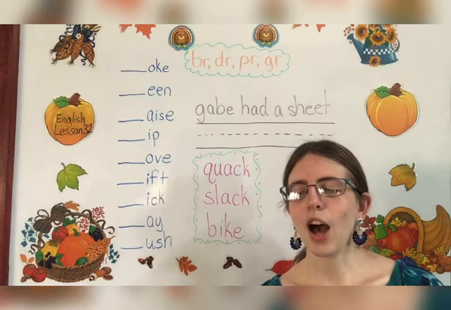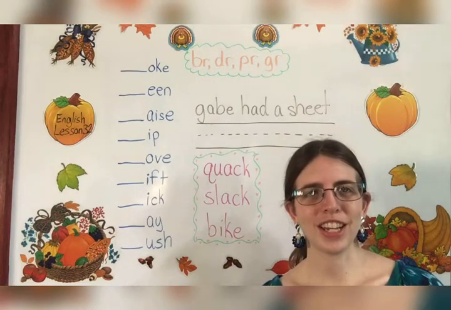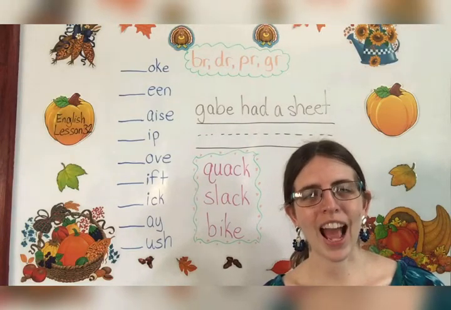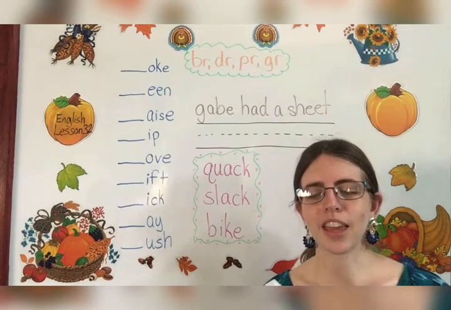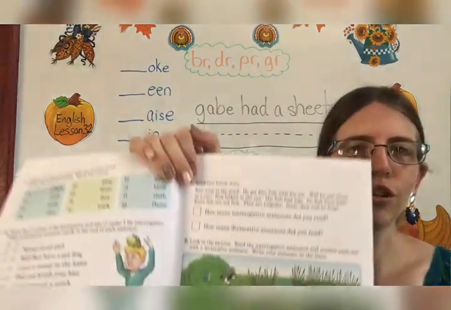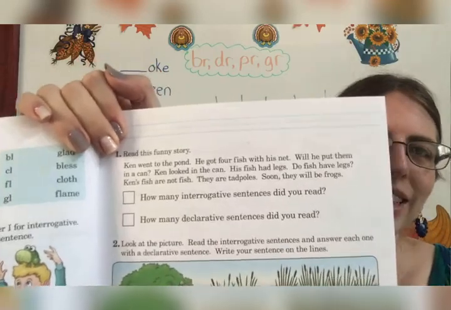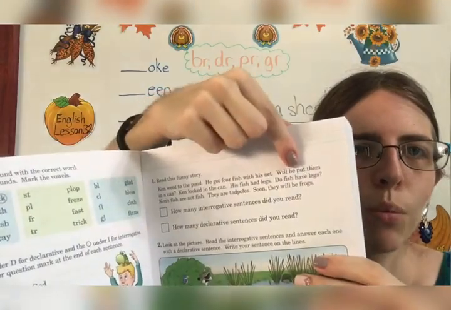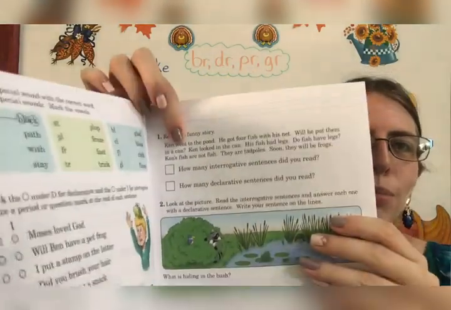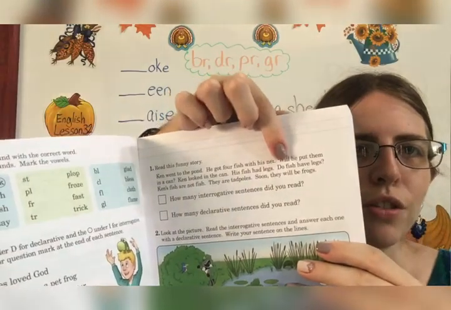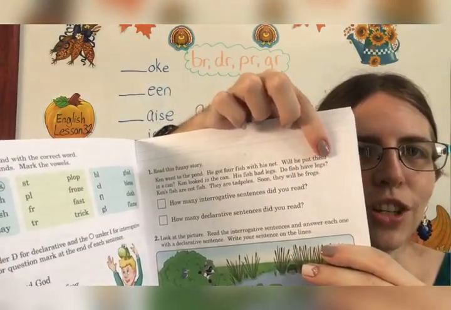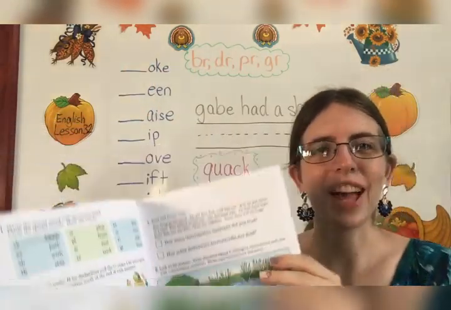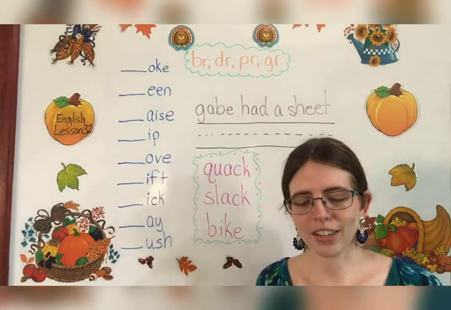It says, how many interrogative sentences did you read? So we need to count the sentences that have a question mark, that ask a question. The big clue is that they have that question mark. So look at your story. How many sentences have a question mark? Well, here we have, will he put them in a can? That's 1. Do fish have legs? That's 2. Do you see any more? No, that's it. So 2 interrogative sentences.